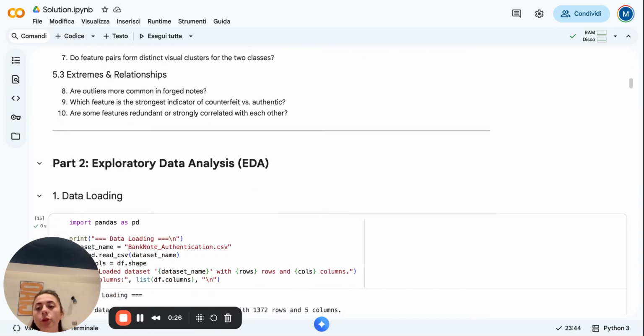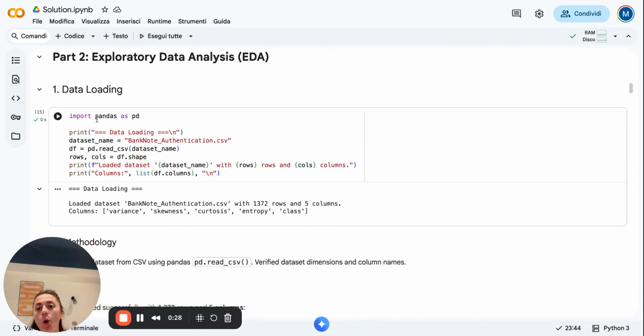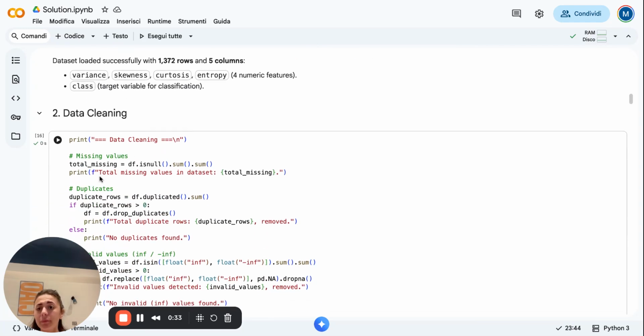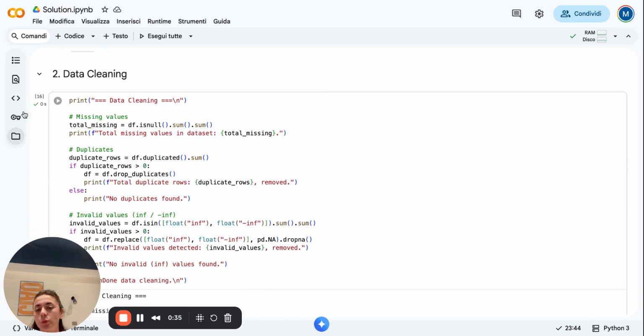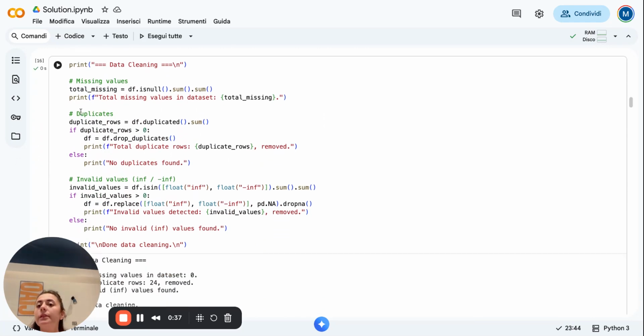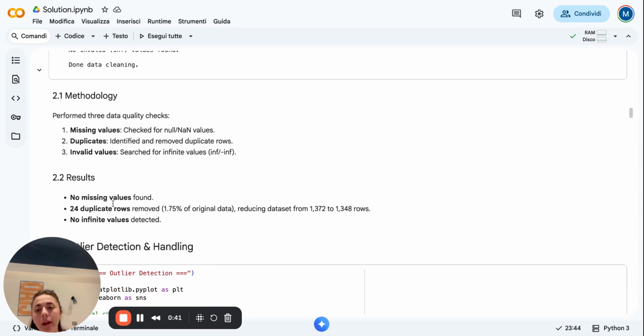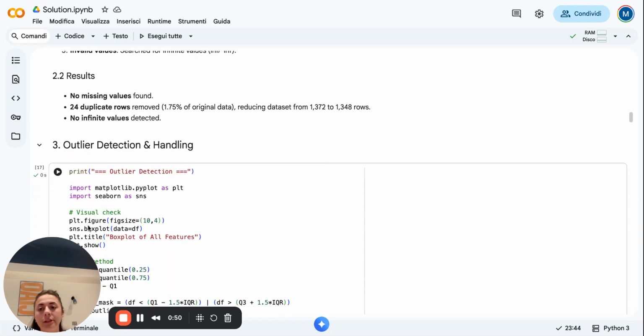So the first thing that I did was to upload the data with pandas and check that everything worked perfectly. Then there was the data cleaning part, which is one of the most important. I checked for missing values, duplicates, and invalid values, and I found that there were no missing values, that there were 24 duplicates, which I decided to take out to make my dataset even cleaner, and no infinite values.